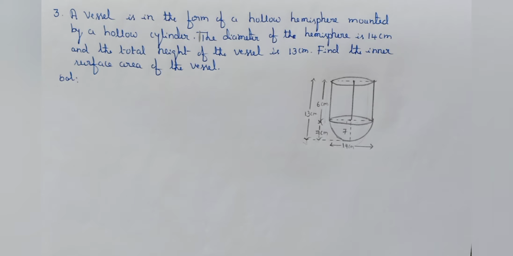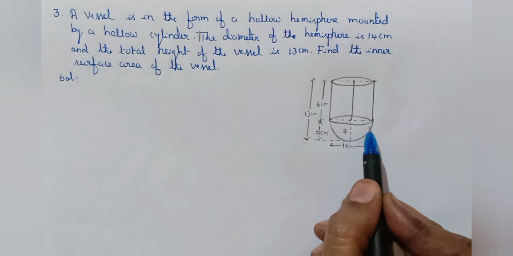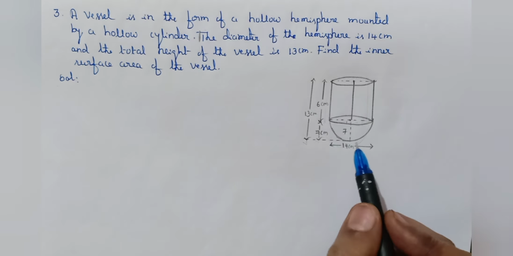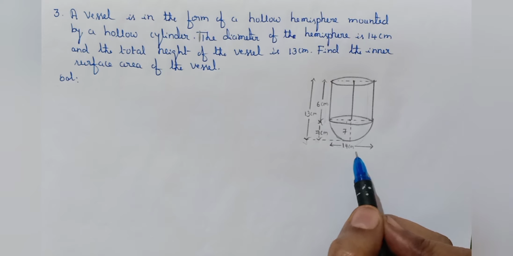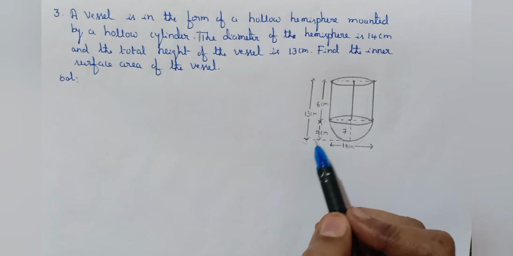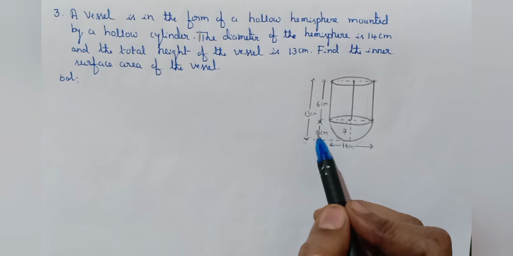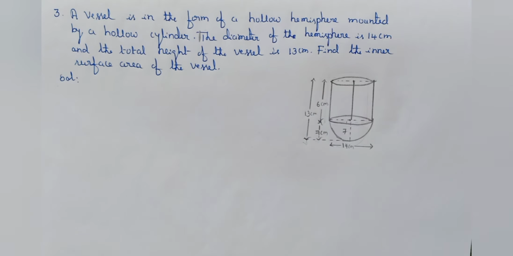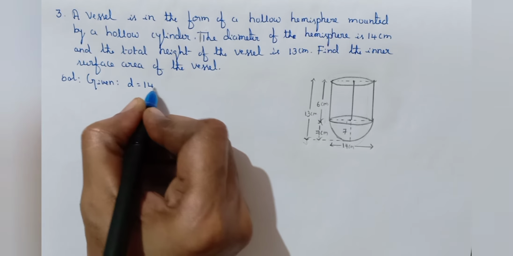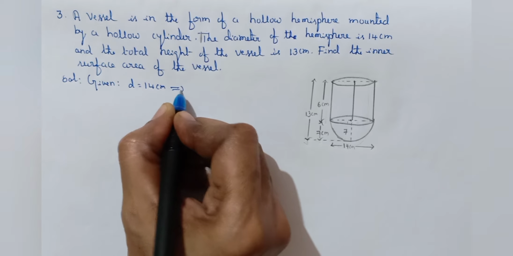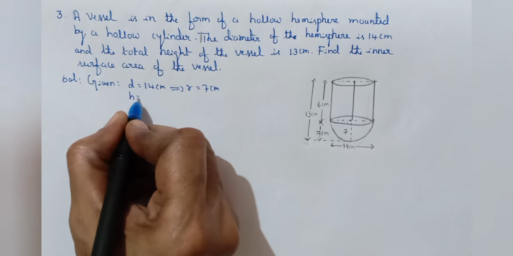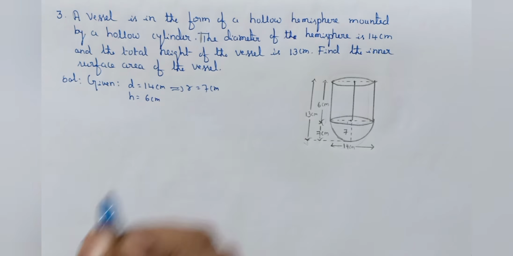Here, the vessel is in the form of a hollow hemisphere mounted by a hollow cylinder. The diameter of the hemisphere is given as 14 cm and the total height of the vessel is 13 cm. So, the height of the cylinder is 13 minus 7, which is 6 cm. The diameter is 14 cm, so the radius is 7 cm and the height of the cylinder is 6 cm.